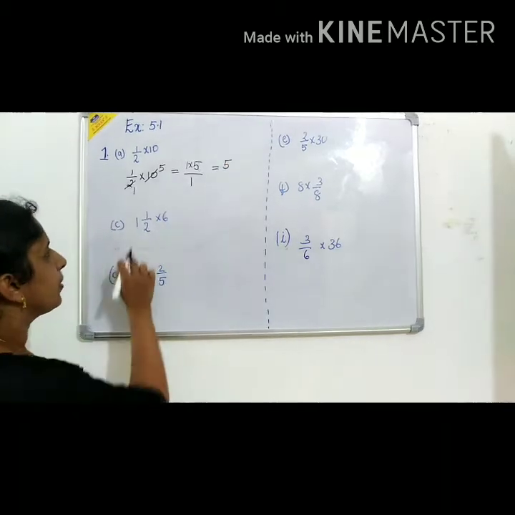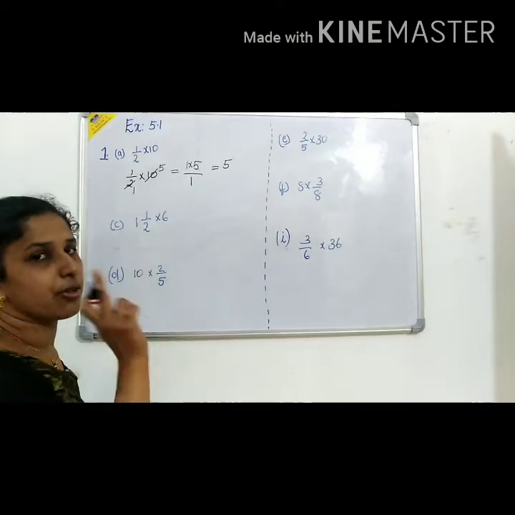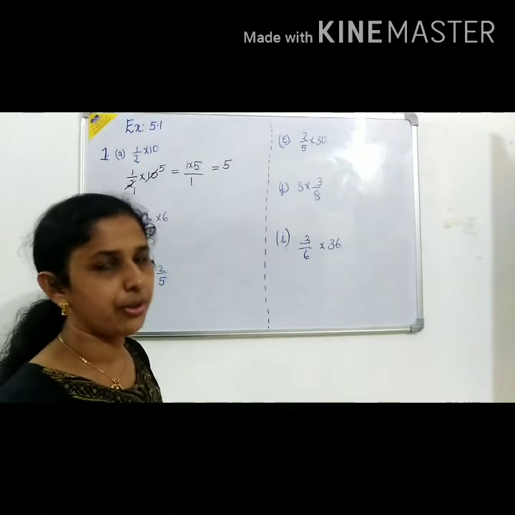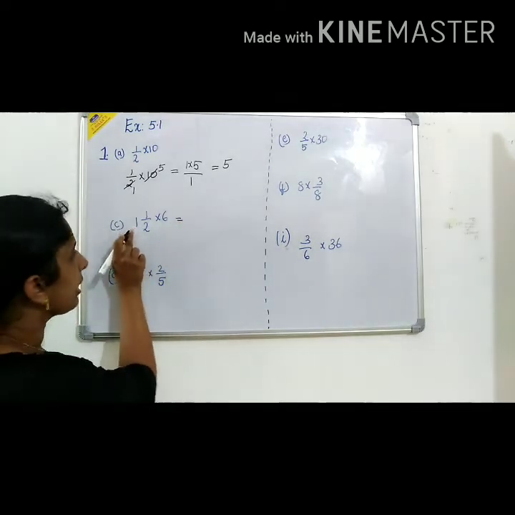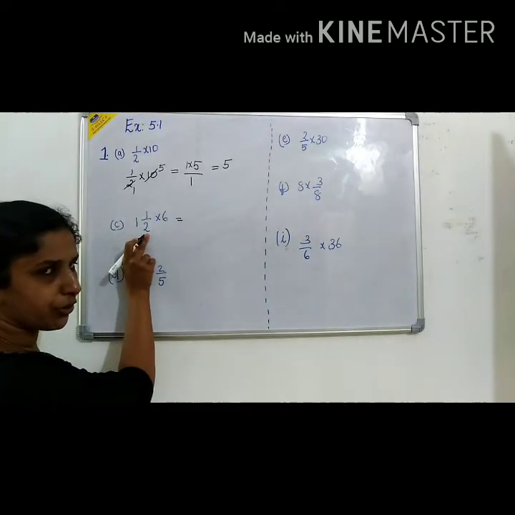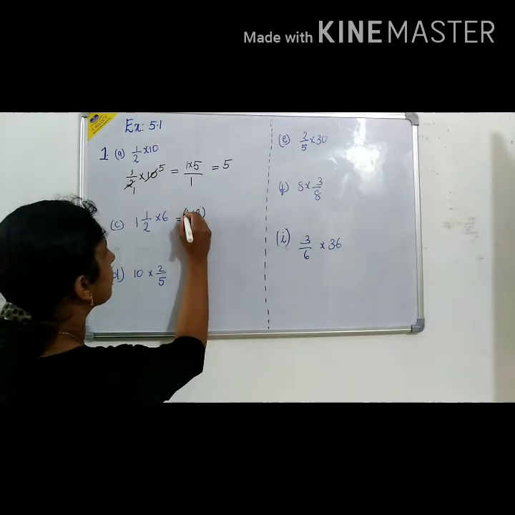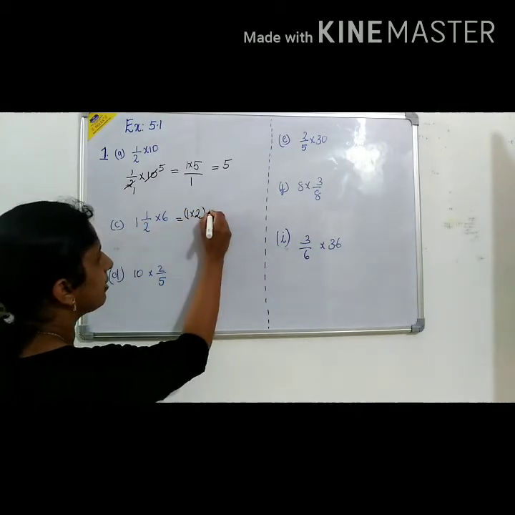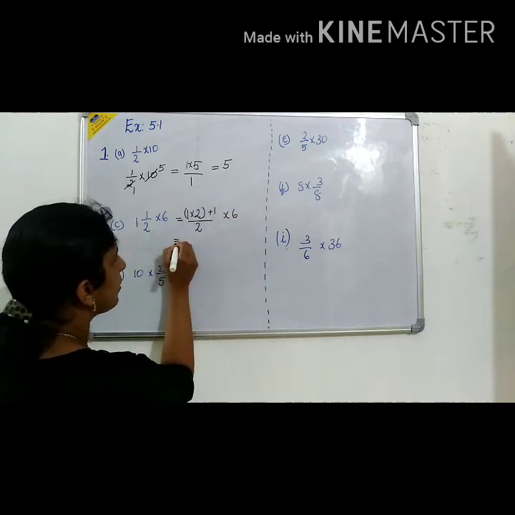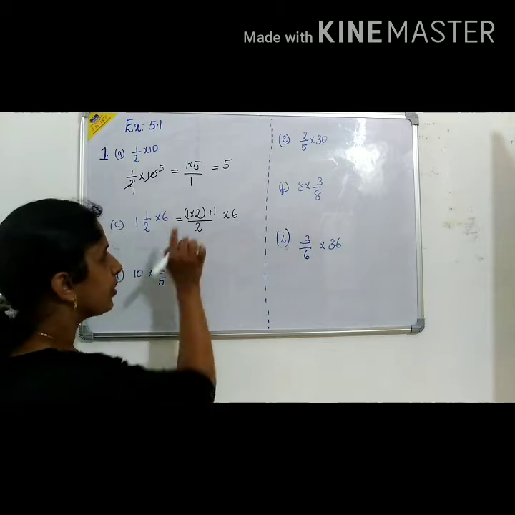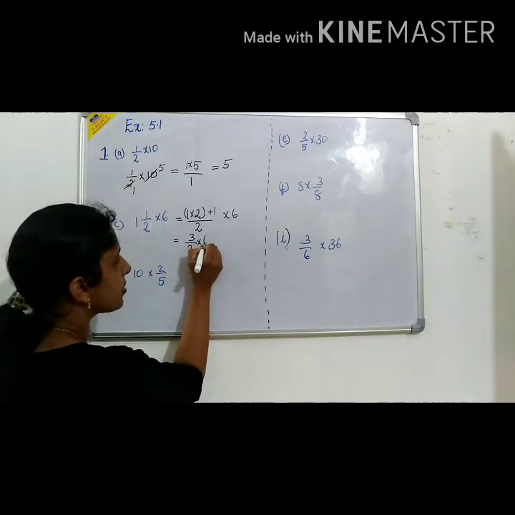See the second question. 1 1 by 2 into 6. Here this is a mixed fraction. So first we can convert the mixed fraction into an improper fraction. How are we converting? Integer part into denominator plus numerator. That is 1 into 2 plus 1 divided by 2 into 6. This is equal to 1 into 2 is 2, 2 plus 1, 3. That is 3 by 2 into 6.